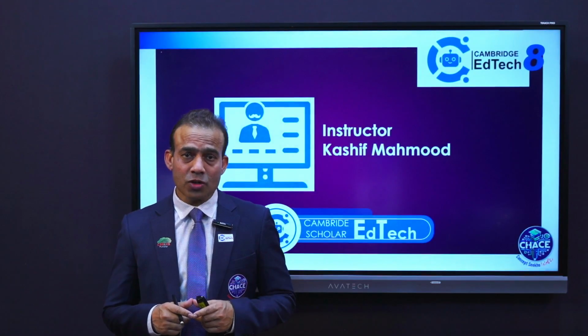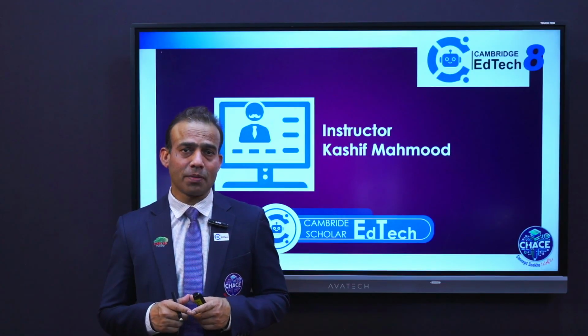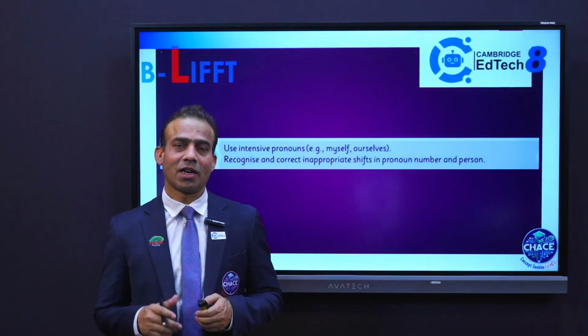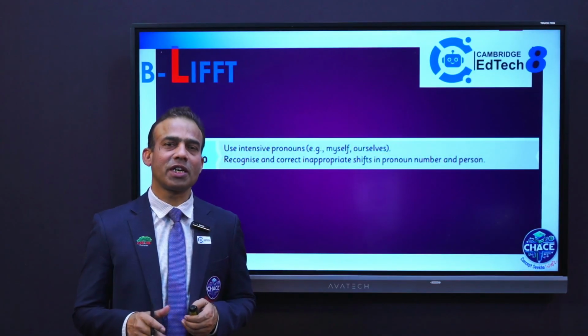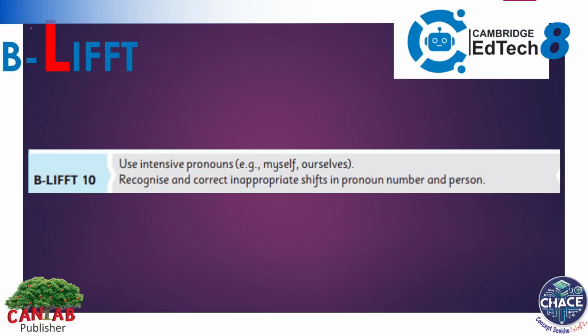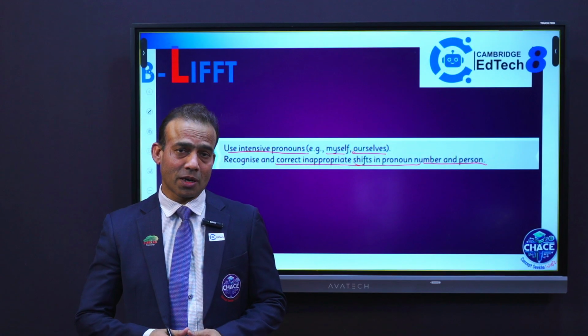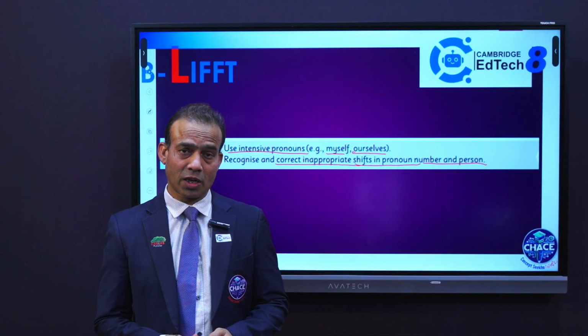Today, we are going to start unit number 2 and B lift number 10. Let's have a look at what B lift number 10 is. Use intensive pronouns, meaning myself, ourselves. These are used as intensive pronouns. Recognize and correct inappropriate shifts in pronoun number and person. So, dear learners, this is B lift number 10. Now, we are moving to the focus.